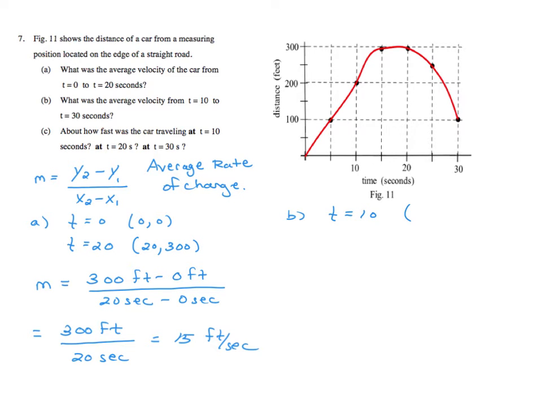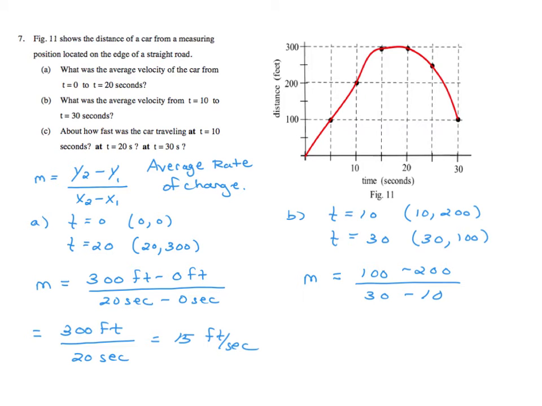That corresponds to the point (10, 200). We have t equals 30 seconds, and that corresponds to the point (30, 100). And this time, when I figure out the slope, I'll do 100 minus 200 divided by 30 minus 10. I left off the units this time because I know at the very end it's going to be feet over second. So I'll just include the units of feet per second at the end of this process.